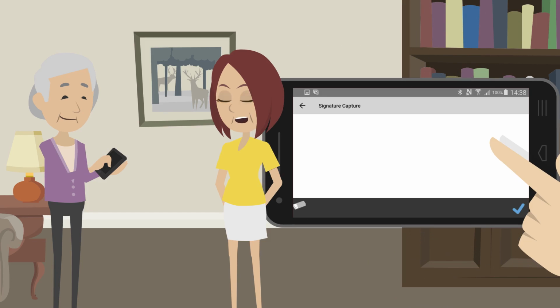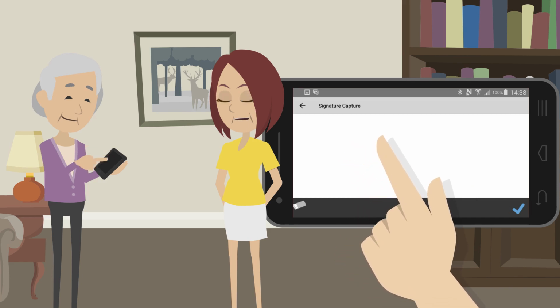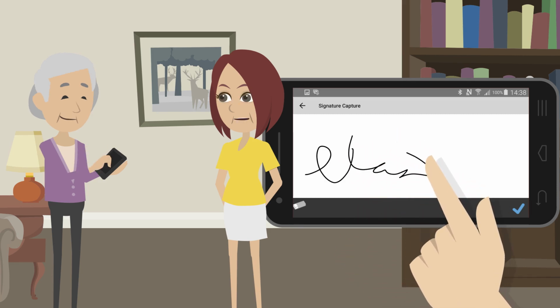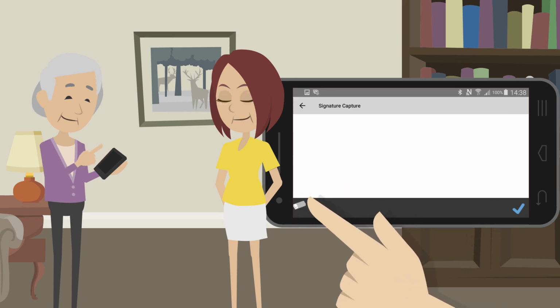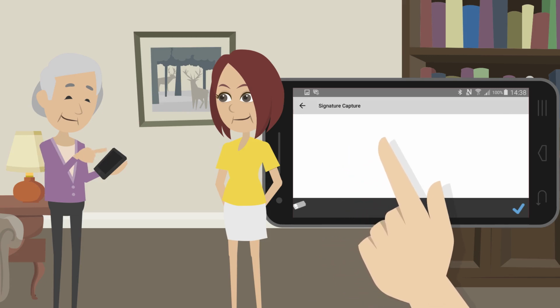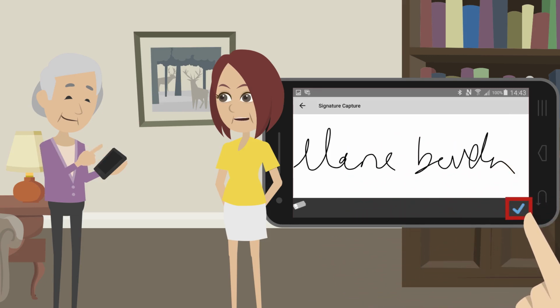Elaine, here is where you need to sign off on the time I worked today. You can create your signature by touching the screen. It's okay if you make a mistake or don't like how you signed. Just tap the eraser to start again. Tap the blue check mark in the bottom corner to accept your signature.